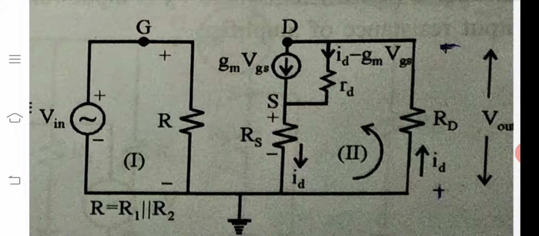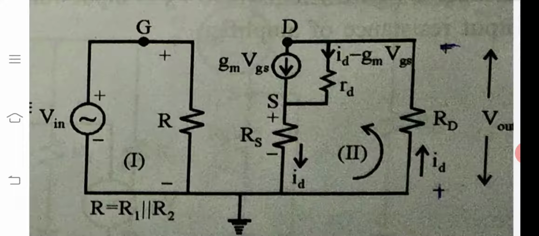V in is the input at the gate, source is common, drain is the output. So the output is collected at RD. Output current flows as ID through RS. So total current is ID, and ID is divided in two parts, gm VGS and ID through 1 upon rd. So first we will calculate the equation for ID. What is the equation for ID?